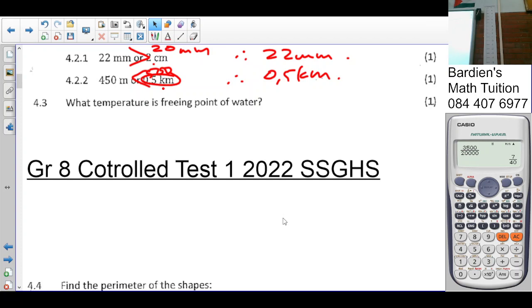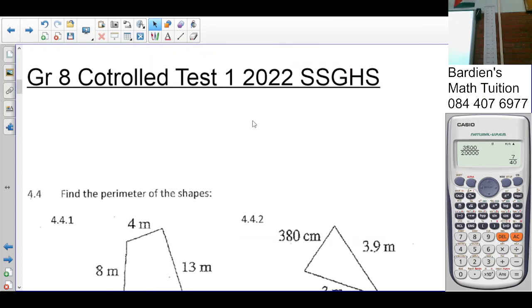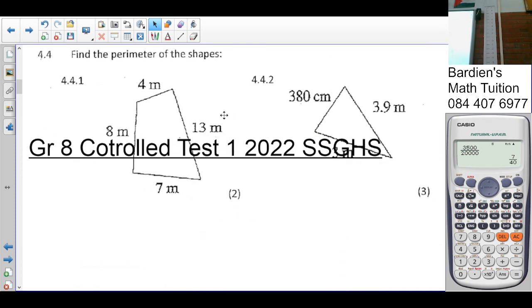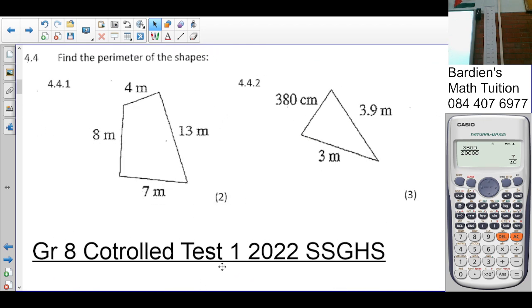What is the temperature of the freezing point? Okay, what temperature is the freezing point of water? 0. Boiling point? 0 degrees Celsius and 100 degrees Celsius. Okay. Then we are told in 4.4.1.